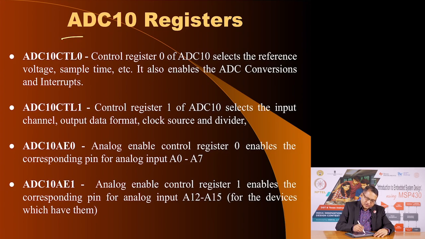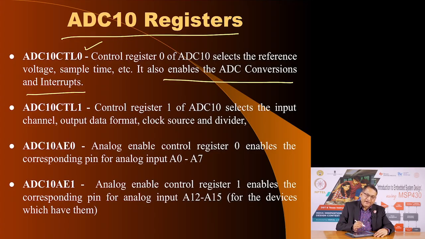These are the registers associated with the 10-bit ADC. You have control register 0, which selects the reference voltage and the sample time, and it also allows you to generate interrupts once the conversion is over, so that your microcontroller can keep on doing something, and whenever a conversion on the selected channel is complete, the ADC module will tell the microcontroller that the conversion is complete.